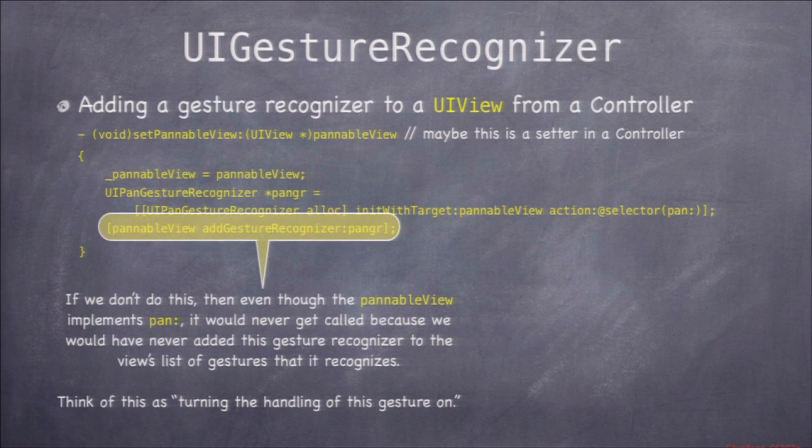The method add gesture recognizer is only implemented by UI view. So a controller can't recognize a gesture. It has no coordinate system to do that in anyway. So some view has to be handling this gesture. And yes, you can have self.view recognize gestures, right? The whole view, that's perfectly fine. And yes, the target in action could be the controller, a method in the controller. It doesn't have to be a view. Okay? That can be any object.